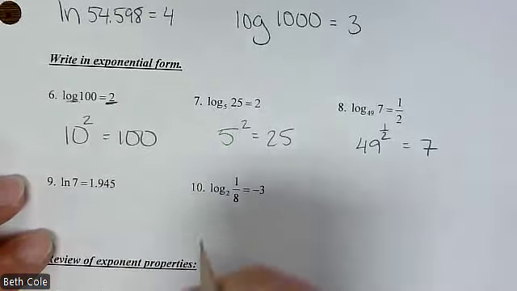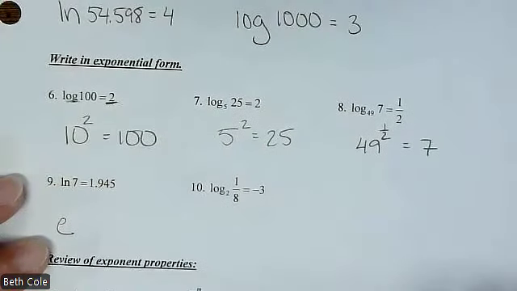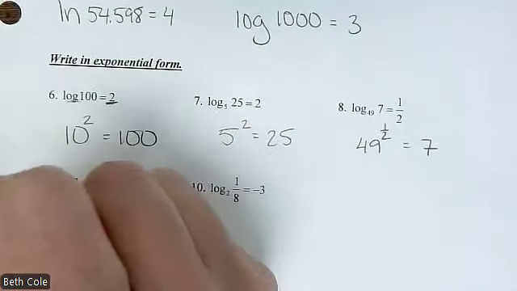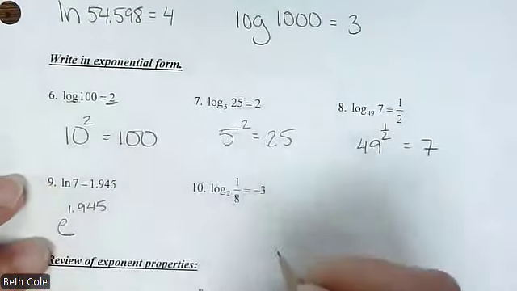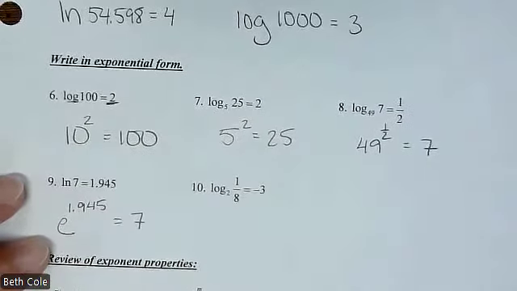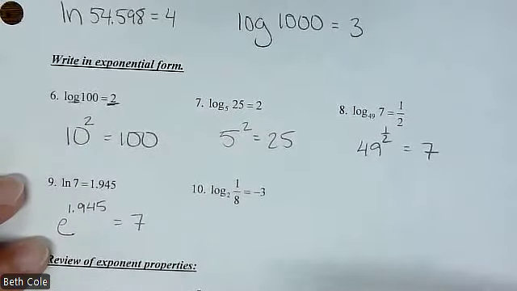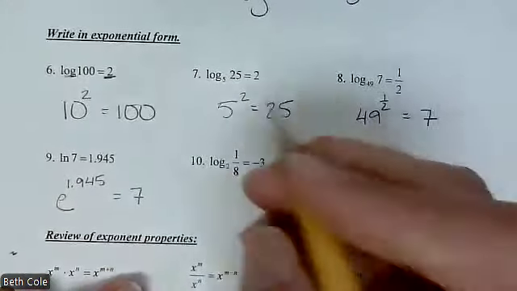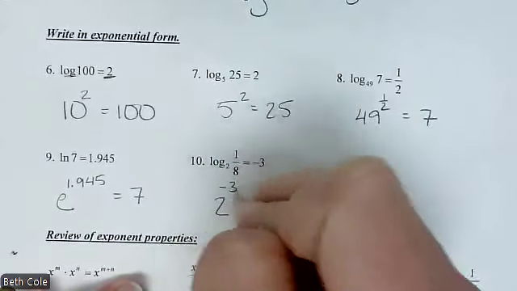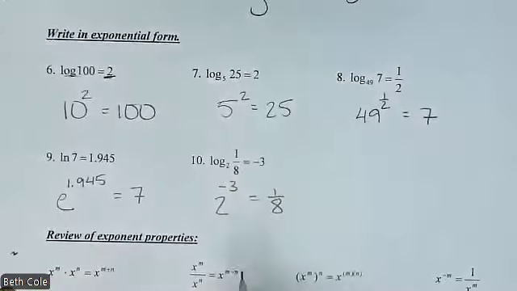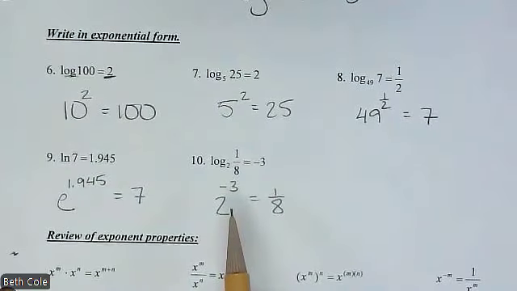All right, what's the base for this one? It says ln, so that means base e to the power 1.945 equals 7. And then last one, 2 to the power -3 equals 1/8. What does the negative do? Yep, flips it over. So 2 cubed is 8.